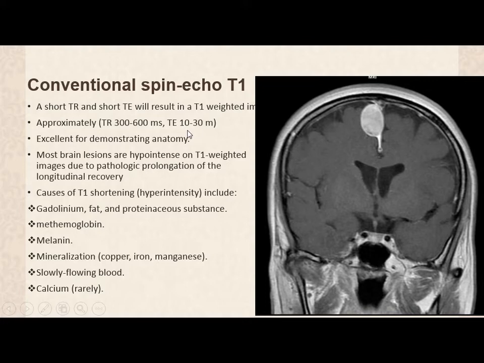The things that you must memorize, and they are very common exam questions, are what are the causes of T1 shortening? When we say T1 shortening, it means hyperintense on T1. What are the things that are white or hyperintense on T1? These are gadolinium, fat, proteinaceous substances, methemoglobin, melanin, mineralization like copper, iron or manganese, slowly flowing blood, and calcium rarely. Might happen, but rarely. Okay? For example, here you can see this is an enhanced meningioma. Contrast appears hyperintense on T1.